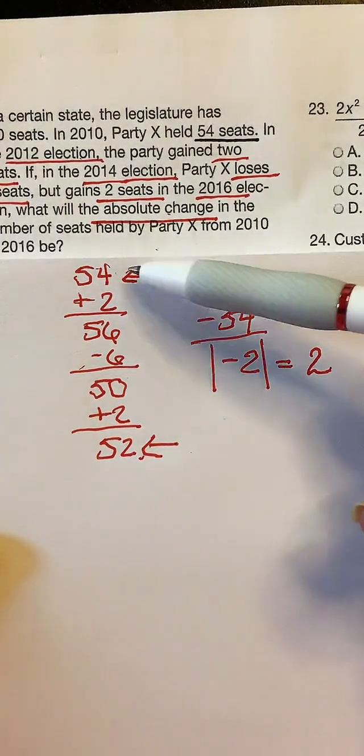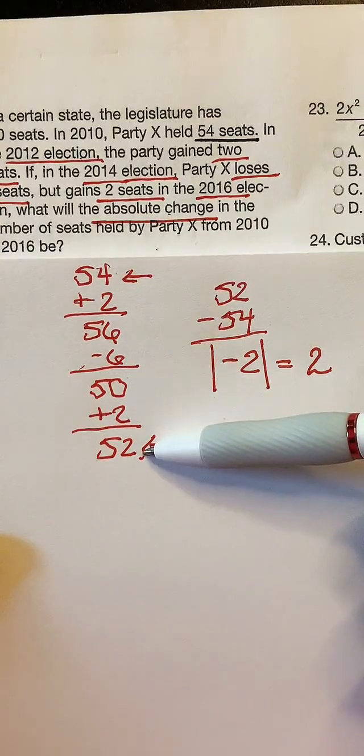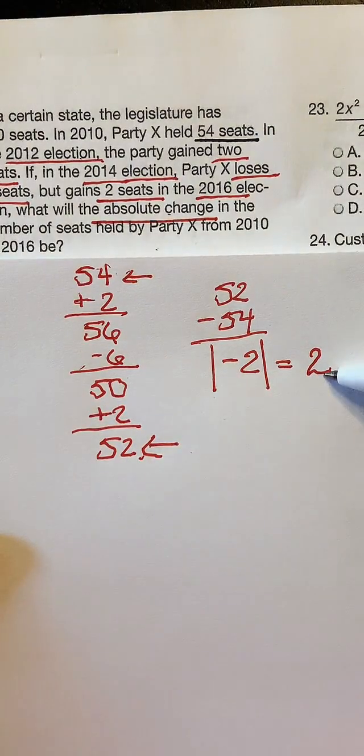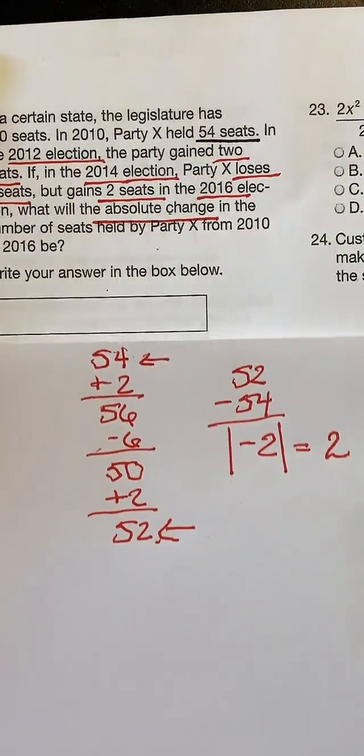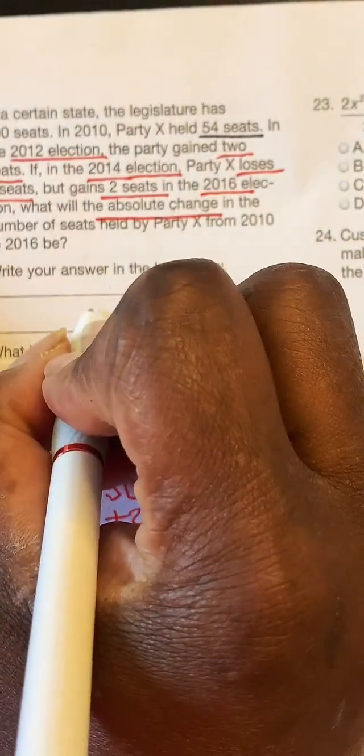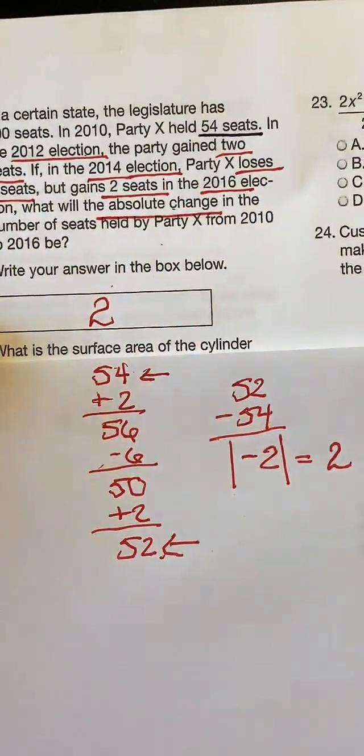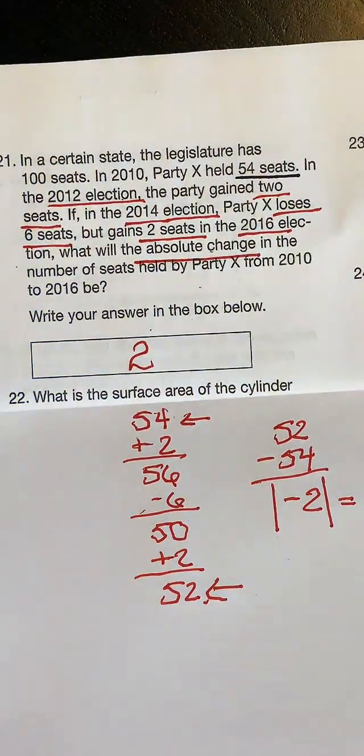If you just simply did 54 minus 52 to give us the difference of 2, you can do it that way as well. So your answer for this, my lovely, is going to be 2. Okay. Yep. All right. Not a problem.